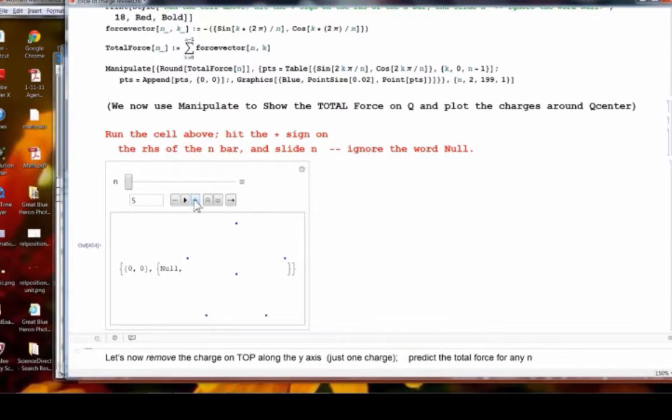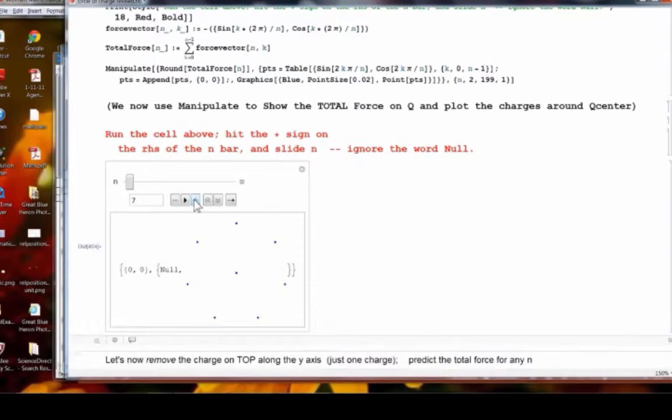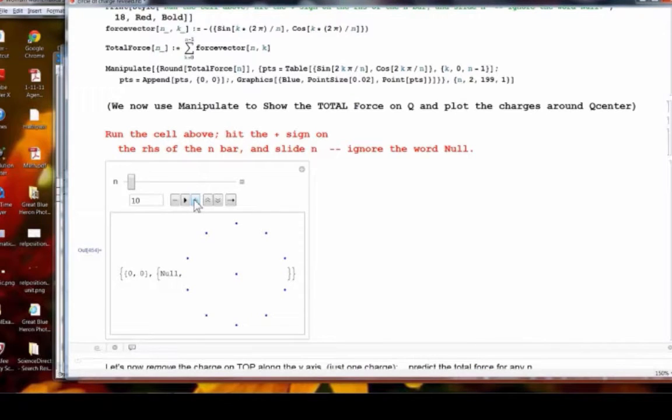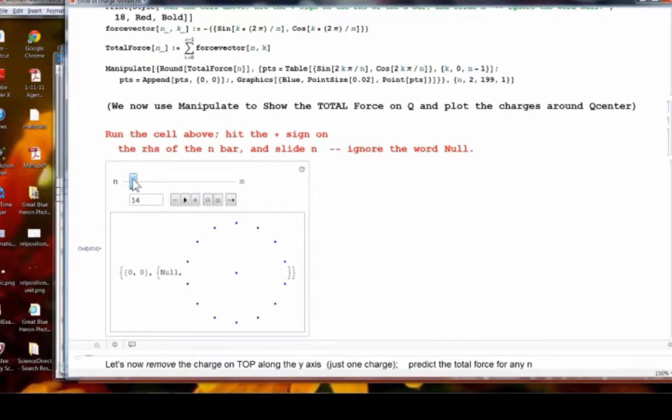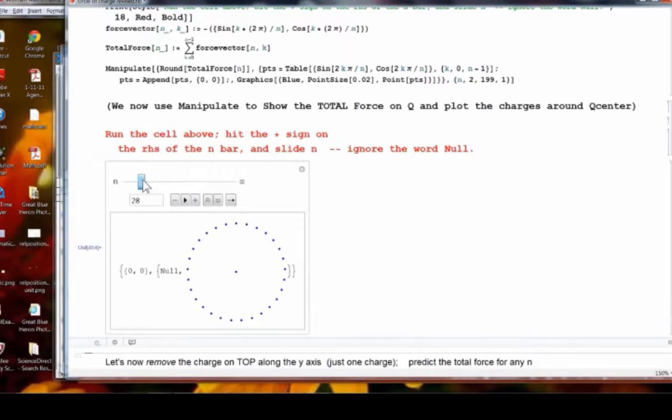4, 5, 6, 7, 8, 9, 10, and so on. If we just slide this, we keep adding charges, and we keep getting zeros. And so I took this to 199. You still get 0. Regardless of the number of charges in that ring, as long as we distribute them in even spacings, we get 0 for the force.